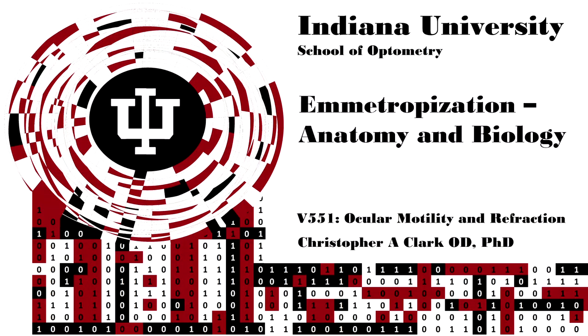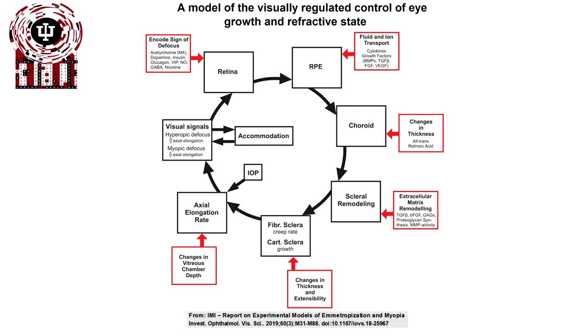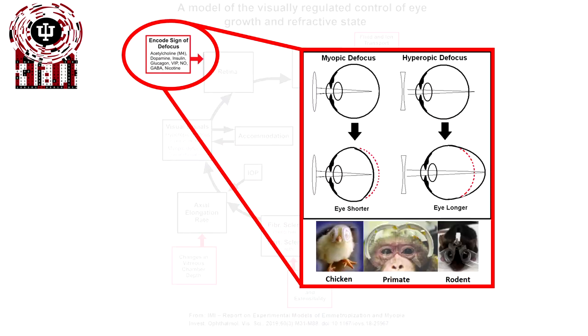Emmetropization, anatomy and biology. As we spoke about previously, emmetropization is the process by which the eye controls its growth to optimize vision. To do that, it must first encode the sign of defocus. As we previously spoke about in other lectures, the sign of defocus is where the image is placed relative to the retina.